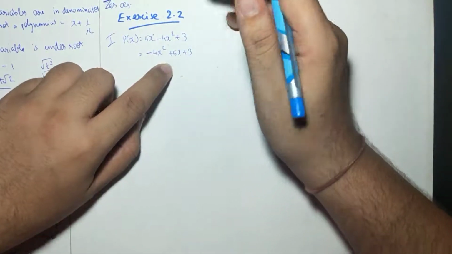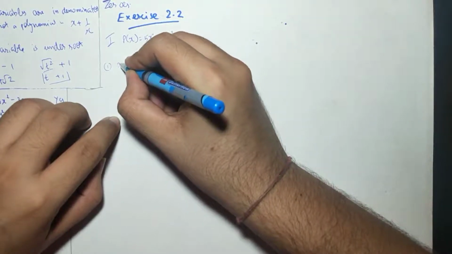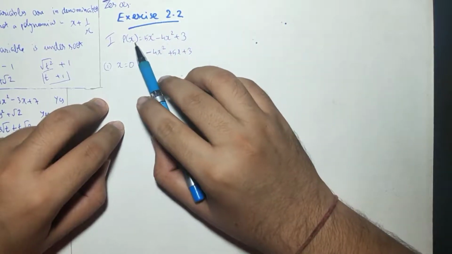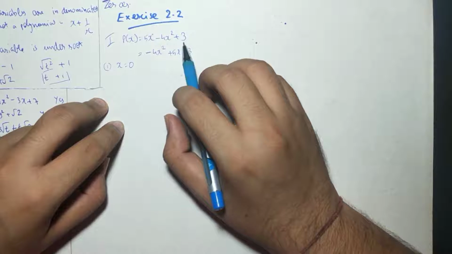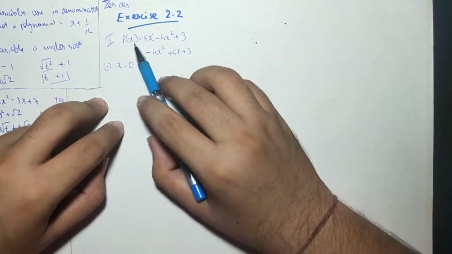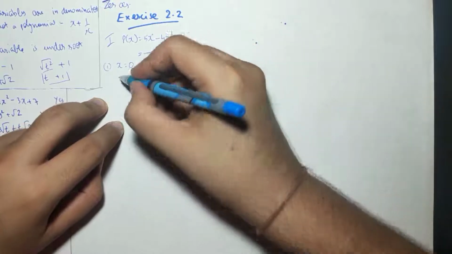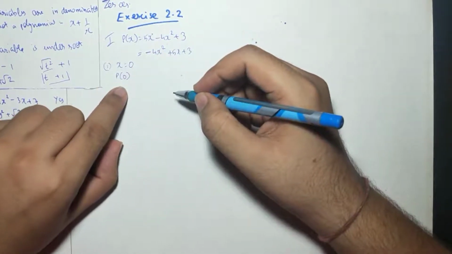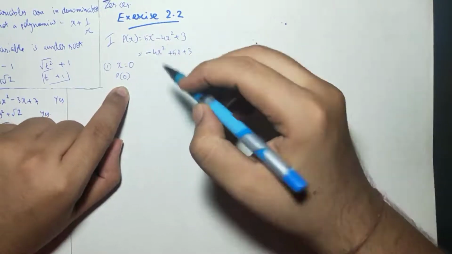It's a good habit to rearrange it. We have to find the value of the polynomial at x equals 0. I have denoted p of x over here, which is a polynomial in the variable x, and I have written the polynomial. Now you have to find the value of this polynomial when x is 0, that is, we have to find p of 0. That means now the value of x is 0 for us.